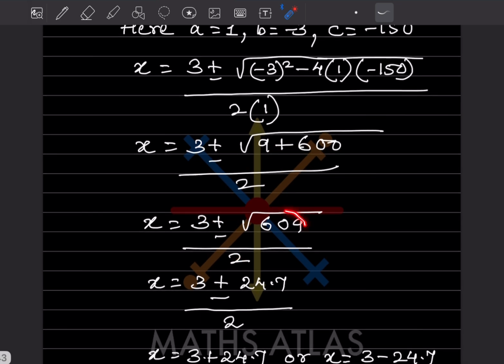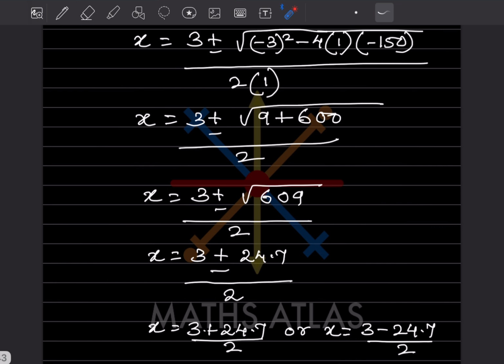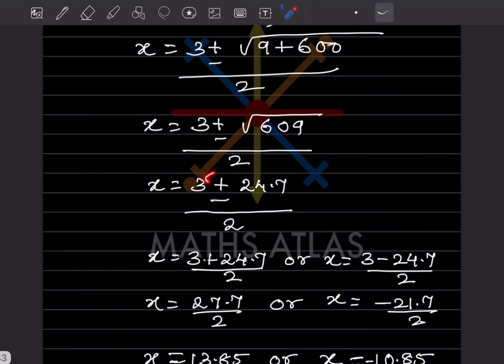So this is actually not a perfect square. So you can just use your calculator over here because that is allowed for you. So you can put root of 609, that will be approximately 24.7, and that will be divided by 2. So now x will be 3 plus 24.7 divided by 2, or 3 minus 24.7 divided by 2. So when you add this, that should be 27.7 divided by 2, and this should be subtracted.